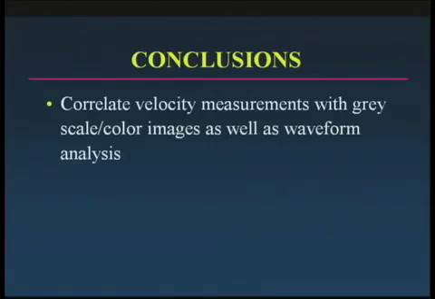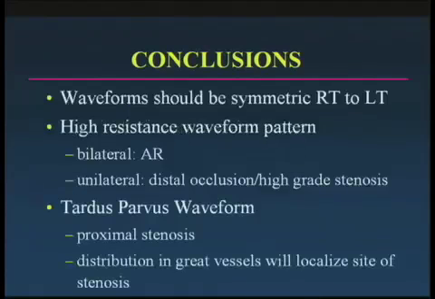But whatever velocity parameters that you decide to use in your laboratory, it is absolutely critical that you correlate these velocity measurements with the grayscale and color images as well as with waveform analysis. Remember that the waveforms in the common and internal carotid arteries should be symmetric, the right to the left. And if you see an abnormal pattern that's high resistance and it's bilateral, consider aortic regurgitation. If it's unilateral, consider distal occlusion or high-grade stenosis.